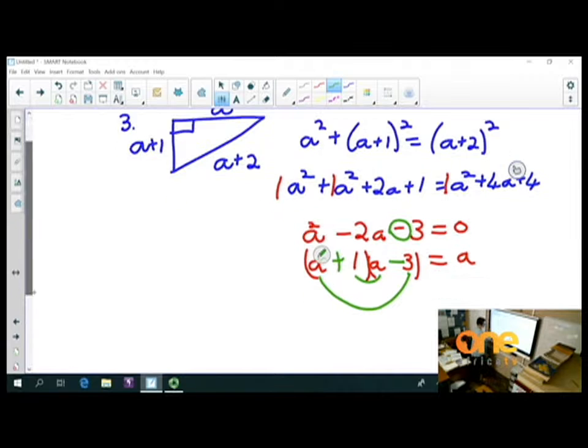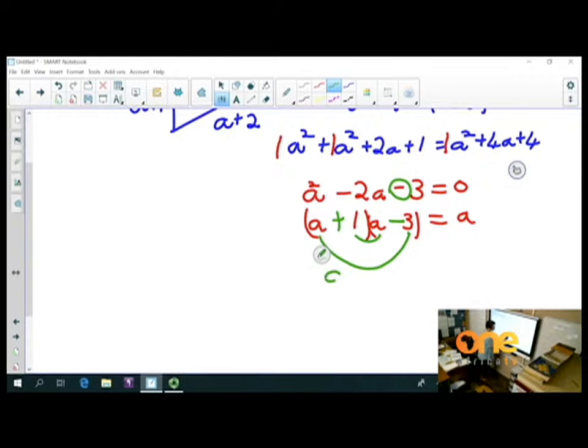You can always check them back. So now we're going to solve it and say a is negative 1 or a is equal to 3. Which one do we choose? We choose the positive value. And then, yeah, the question is just find the value of a, so that will be that one's answer.